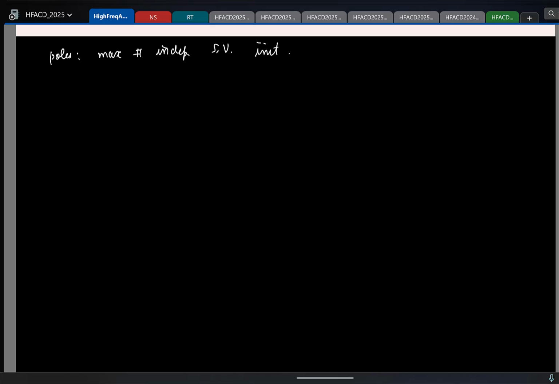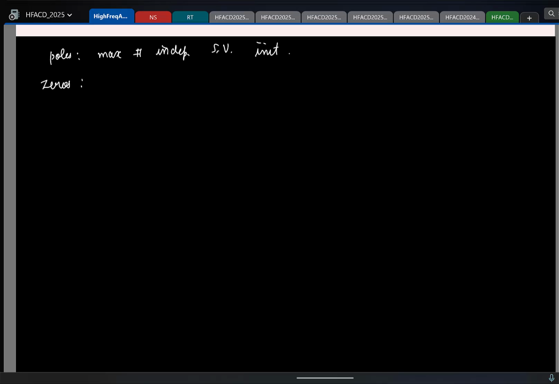Right. Whereas zeros, it depends on where you apply the input and where you take the output. Okay, and what was the technique we saw to see if we have zeros in the circuit or not? You short capacitors. So essentially, if you can short, let us say, 3 capacitors in your circuit simultaneously, and then you find that the output can be non-zero.